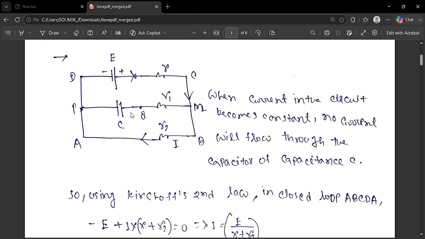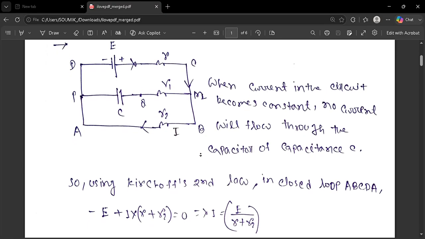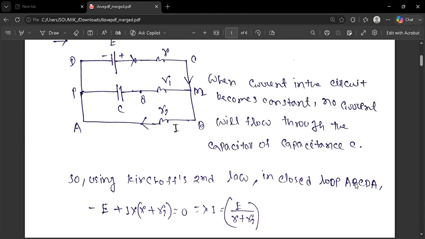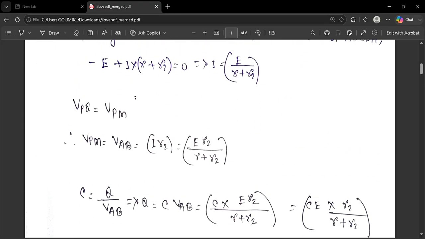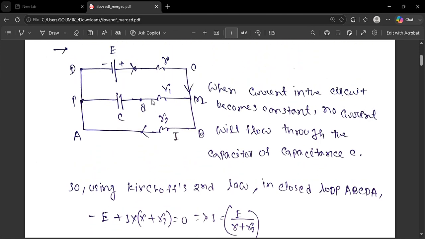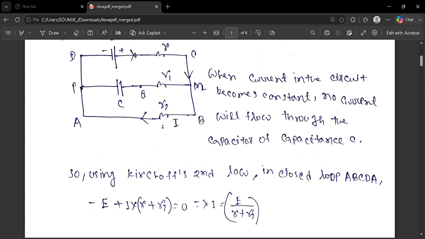So in this capacitor no current will flow. Using Kirchhoff's second rule in this closed loop, we can find out the current in the given circuit. To find the charge in the capacitor C, we need to find the potential difference between the two plates of the capacitor, which is basically VPQ. As no current is flowing through this R1 also, VPQ is equal to VPM.